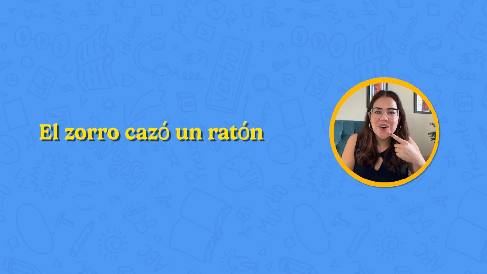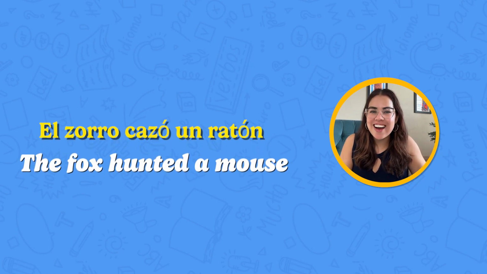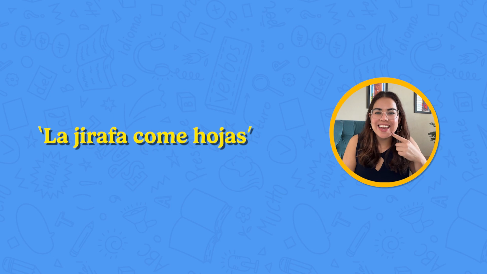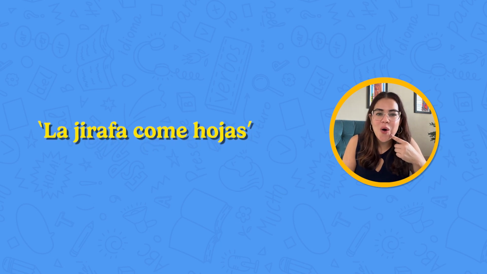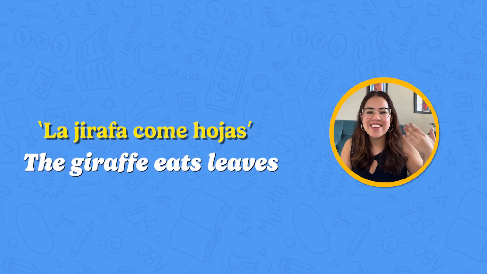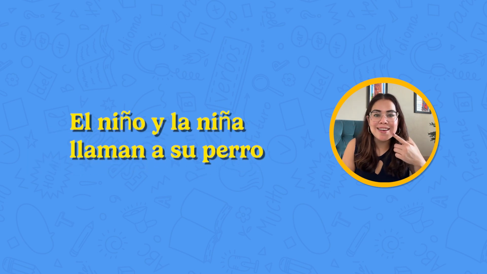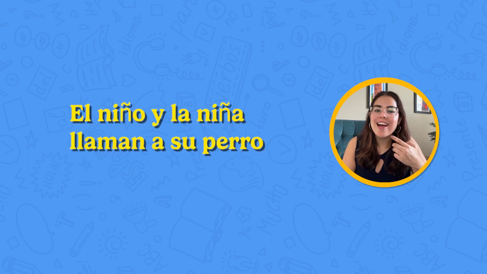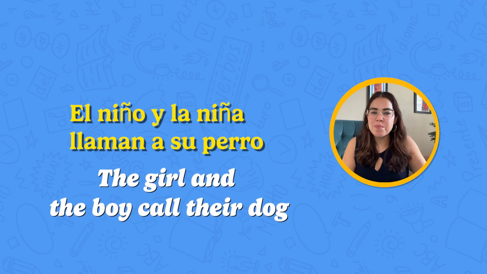Now, let's practice these sounds with some fun phrases. Repeat after me. El zorro cazó un ratón. The fox hunted a mouse. La jirafa come hojas. The giraffe eats leaves. El niño y la niña llaman a su perro. The girl and the boy call their dog. Great job, everyone. Remember, it's okay if these sounds feel a little strange at first. It's all about practice. The more you practice, the more natural they'll become.